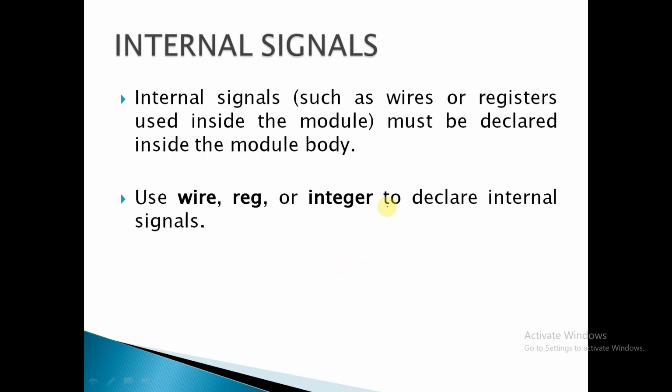Now, for declaring the internal signals, you have different data types. You have wire, reg, and integer, that we will see in our next session. Okay, we'll discuss data types: wire, reg, integer. We have different data types, and the use cases of these data types, everything we are going to discuss in our next session.